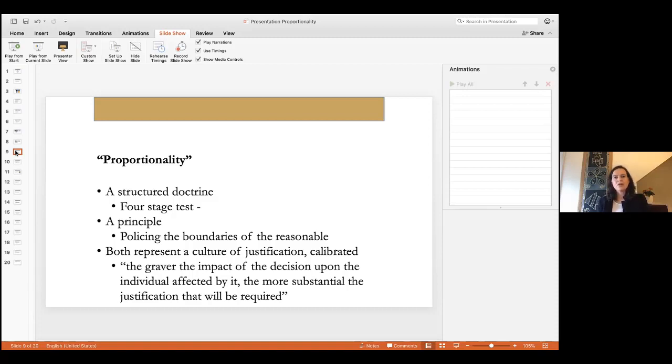And we see that culture of justification calibrated in relation to economic and social rights with the principle that the graver the impact of a decision upon an individual affected by it, the more substantial the justification will be required. And that is a principle that certainly goes into the reasonableness inquiry that I'm going to talk about.